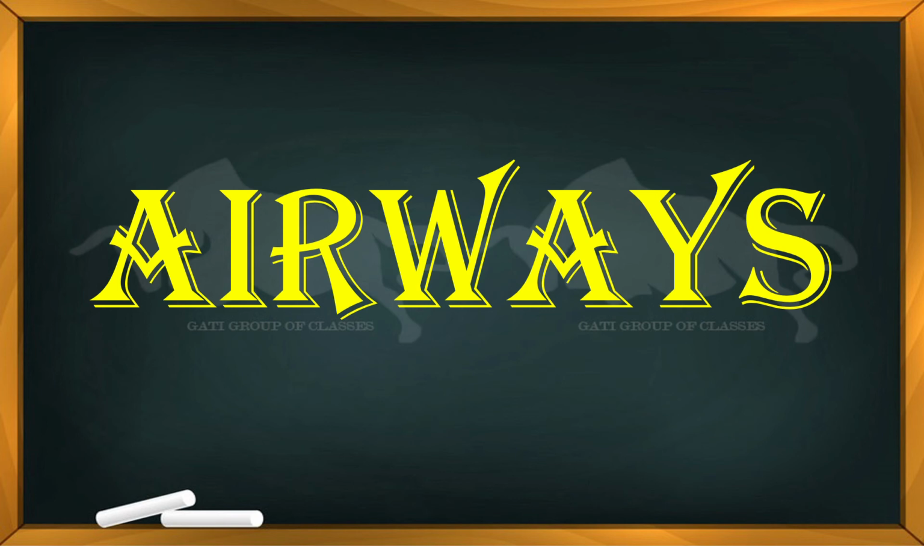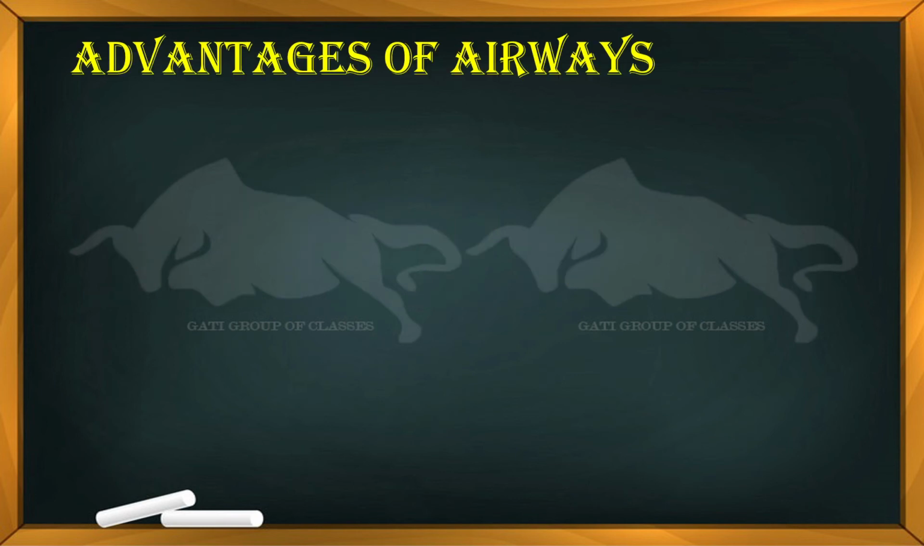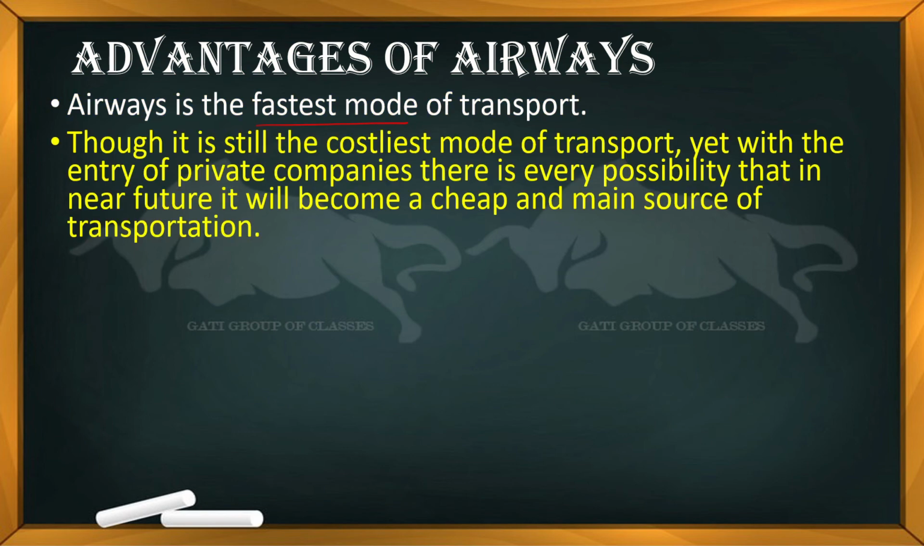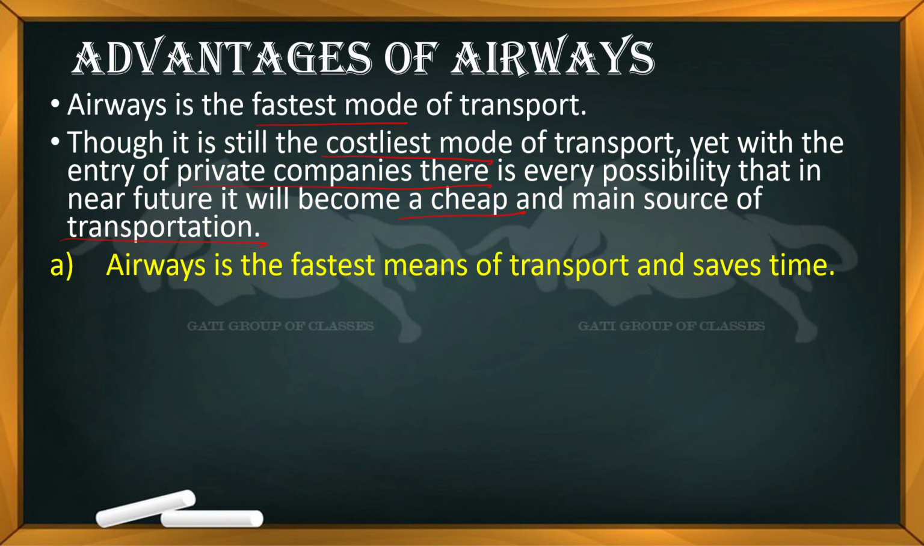Now this is the third topic of this video: the advantages of airways. Airways is the fastest mode, we already know. We also know it's the costliest mode, but still private companies are trying to make it cheap and, if possible in the future, a main source of transportation. Fastest means it saves time.